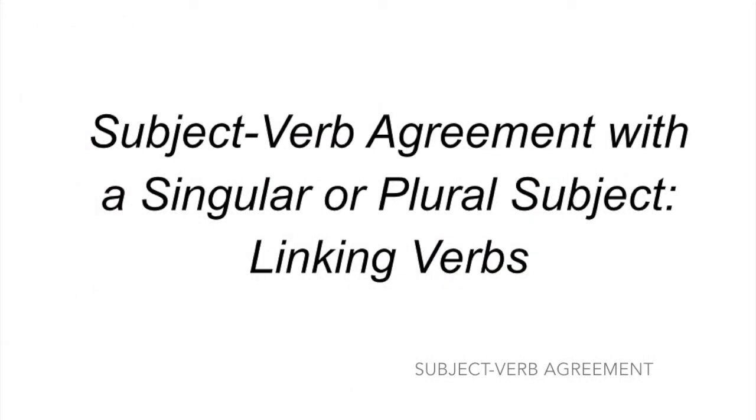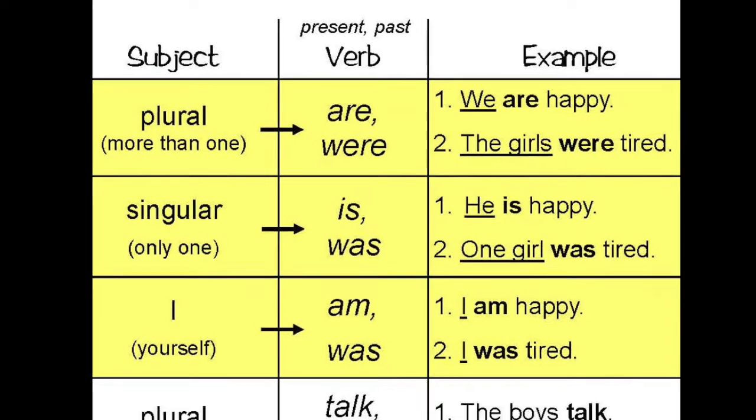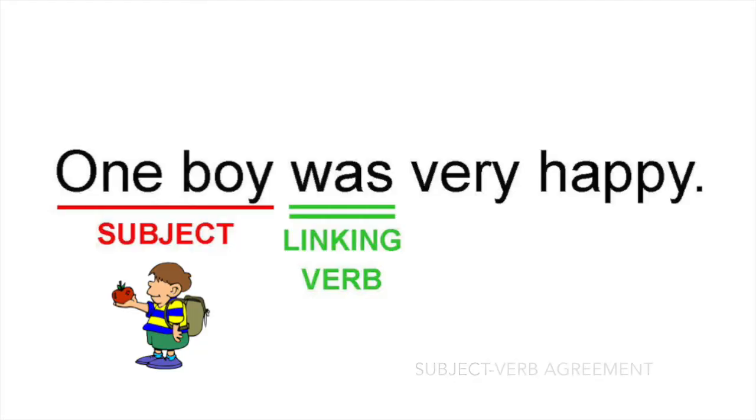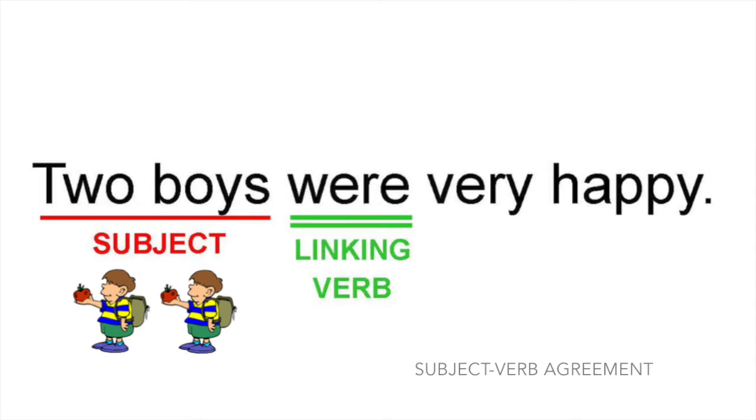Now we're going to talk about subject-verb agreement with a singular or plural subject, still using linking verbs. So in this example, we will compare singular and plural subjects with past tense linking verbs. So here we have one boy was very happy. One boy is singular, meaning only one. So was would be the correct linking verb to go with it. Next we have 2 boys, and this subject is plural, meaning more than one. So 2 boys were very happy. Were would belong with the plural subject.